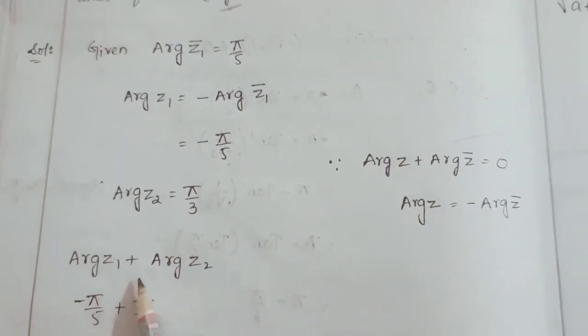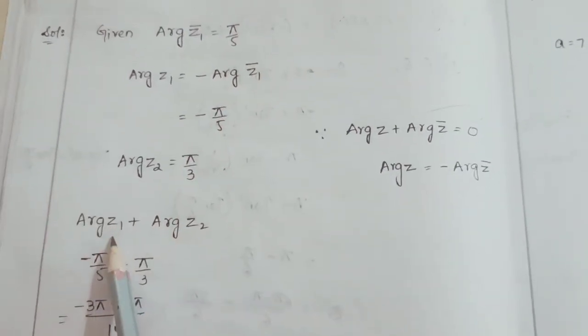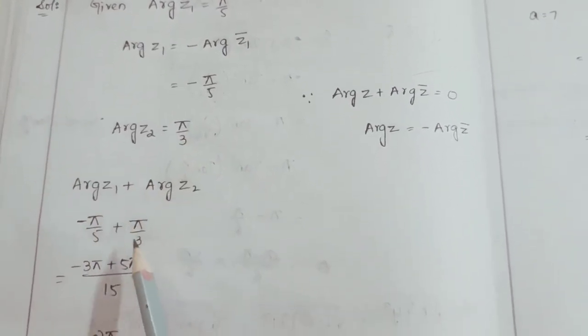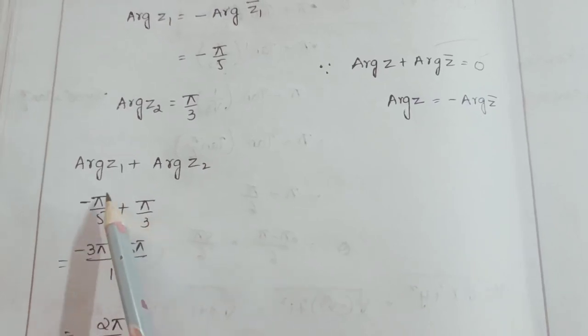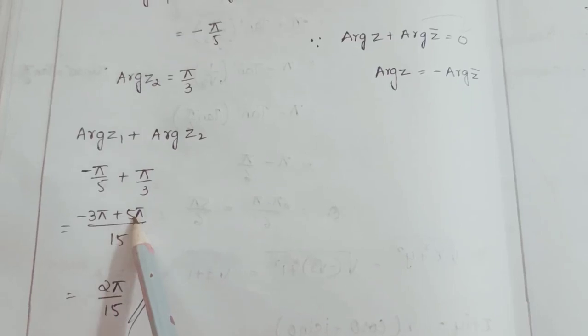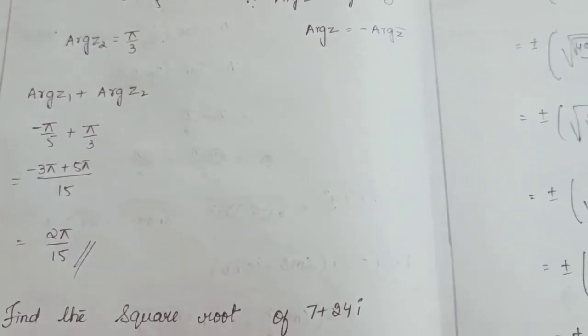Now we have to find arg z1 plus arg z2. Arg z1 is minus pi by 5 plus arg z2 is pi by 3. Now take the LCM. 5 into 3 is 15. 3 will be multiplied here, minus 3 pi, and 5 will be multiplied here, 5 pi. 5 minus 3 is 2. 2 pi by 15 is the answer.